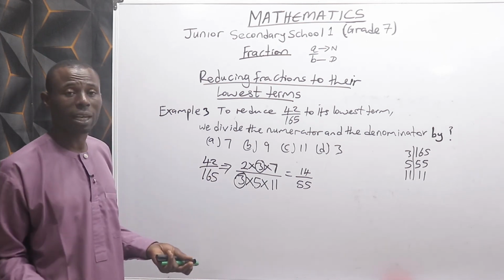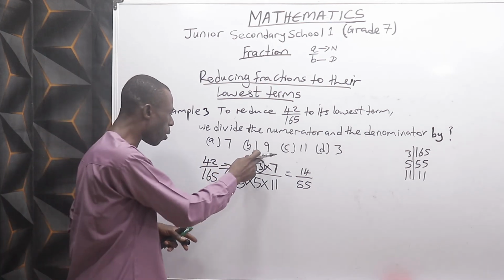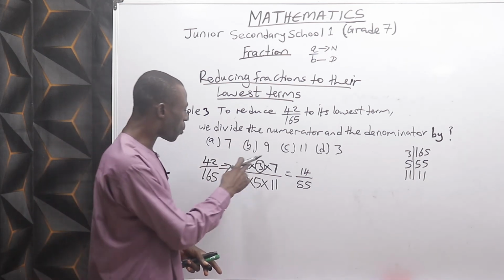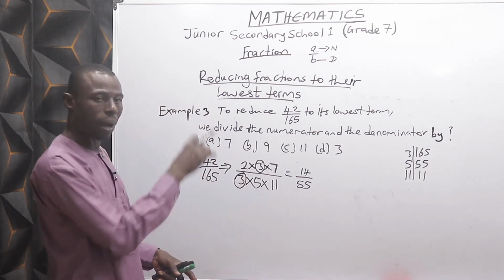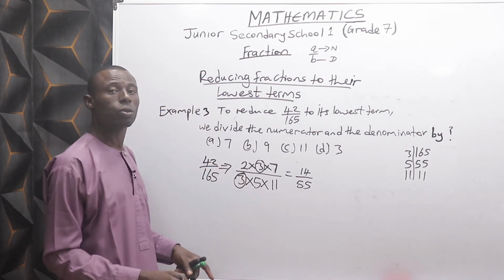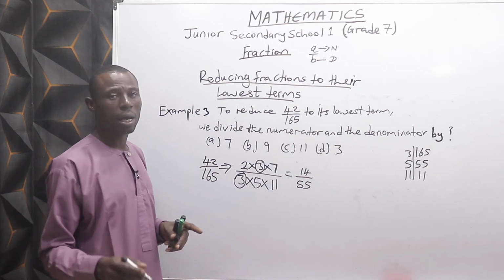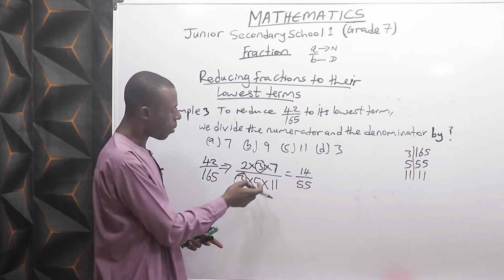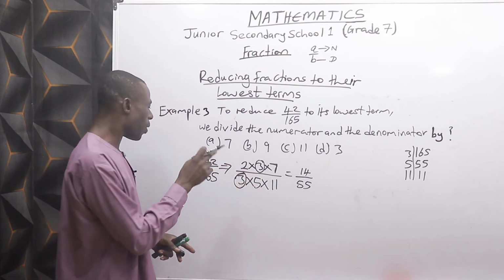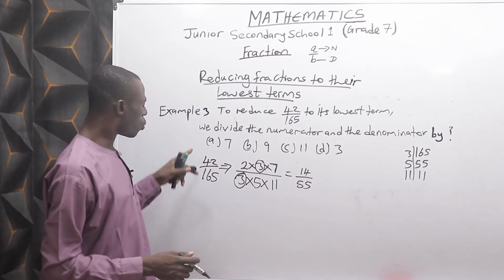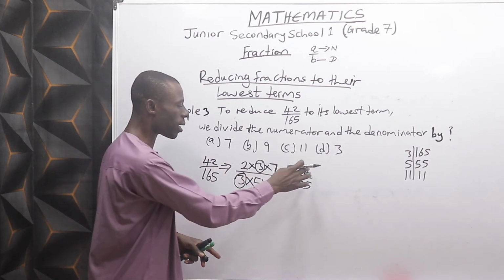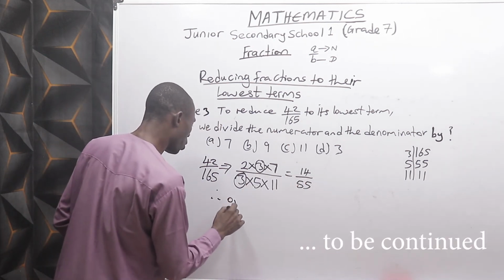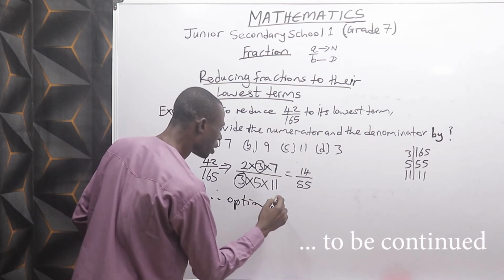denominator by. And how do we discover that? Look at the common factors to both the numerator and the denominator. If they have more than one factor, then the product of the common factors up and down is what we need to divide the numerator and the denominator by. But here there is only one common factor. 3 up, 3 down. So it is the 3 we need to divide the numerator and the denominator by to reduce this fraction to its lowest term, 14 over 55. So that is it. Therefore, option D is the answer.